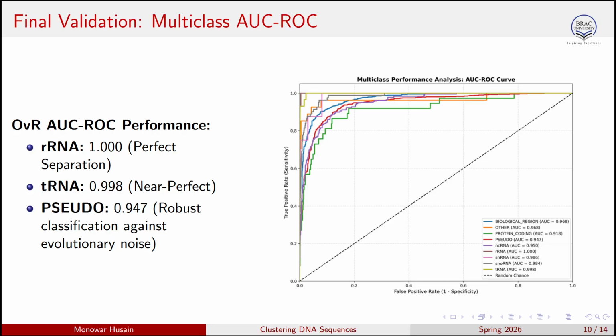But here is the most important part: the trickiest class, those dead pseudogenes that ruin the deep learning models. LightGBM achieved a highly separable 0.947. It successfully learned the minute syntax differences that separate functional genes from evolutionary noise.